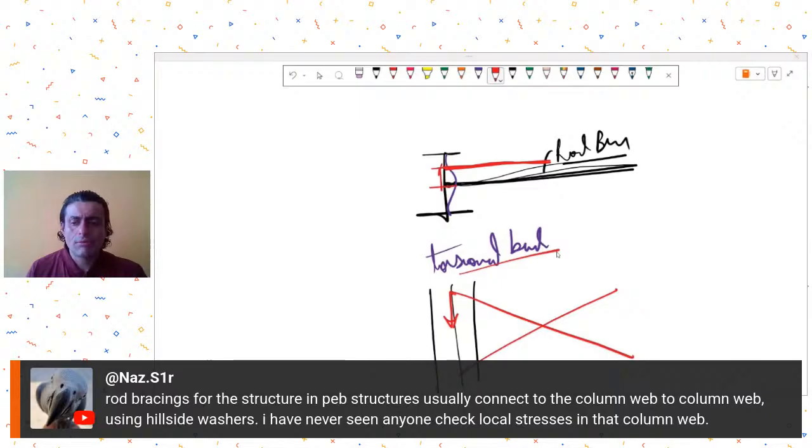So there is a formula given in the AISC 360 for this check also. When you go to design of compression members, they have given you a formula for torsional buckling checks, so that you also need to consider, plus the local stresses in column webs also should be considered. I agree that they should be done. Usually they are not, but yeah, you should check.